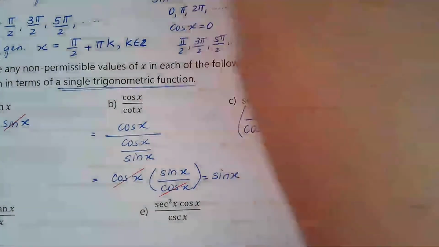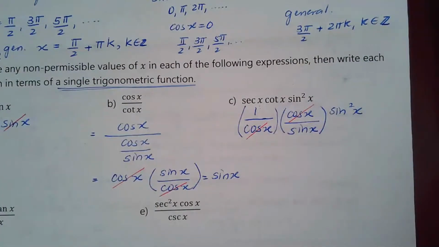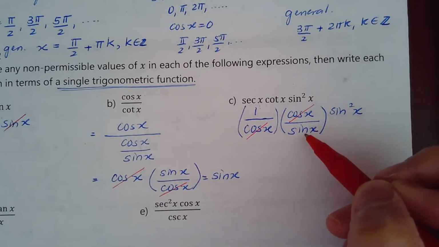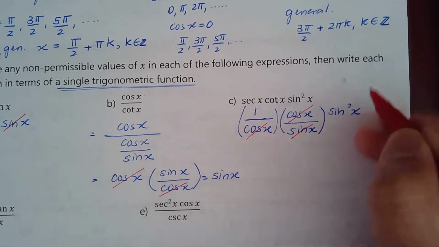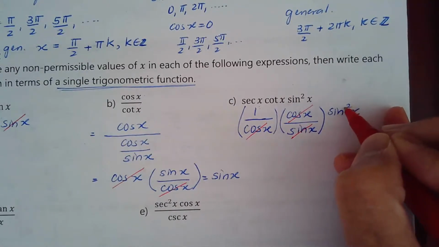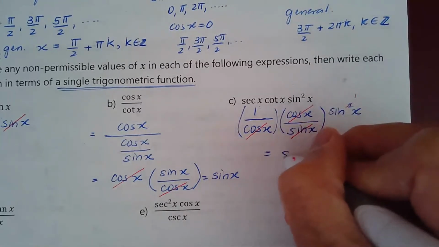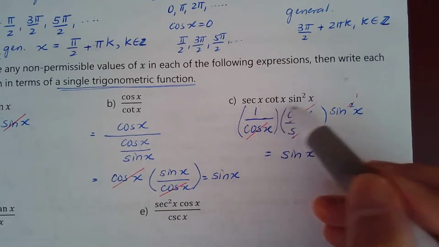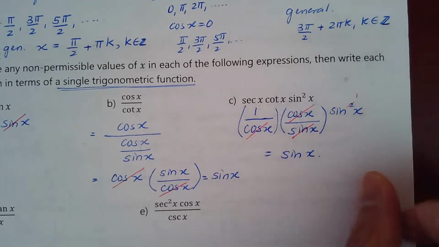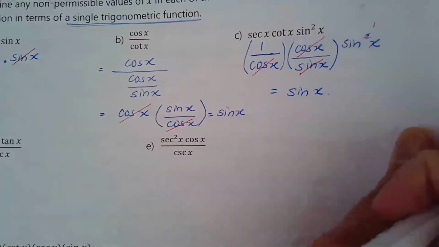Is there anything that we can cancel? We can cancel cos of x, that one. And then we can also cancel one factor of sine of x. Okay, this sine of x will cancel one of the sine of x in the top. So it's just going to be 1. So that becomes sine of x. Okay, so all of these is just sine of x.